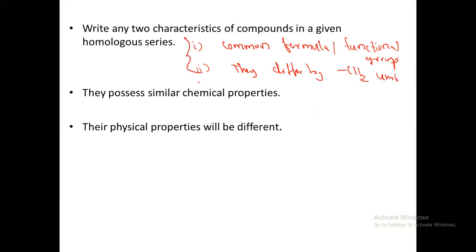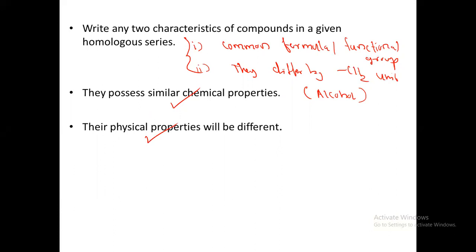What are the properties of homologous series? Mainly, if one compound is an alcohol, all the compounds in that series are alcohols. So they are supposed to show similar chemical properties. Their chemical properties should be the same, but since they are different alcohols, their physical properties change. So you can write that they show similar chemical properties, but their physical properties will be different.